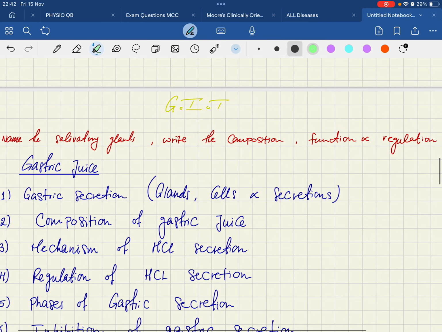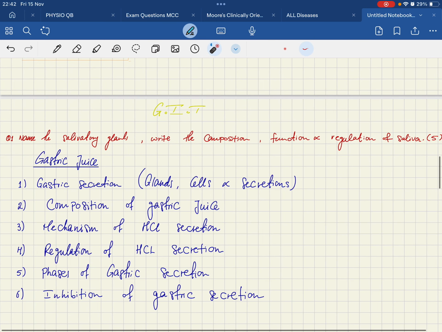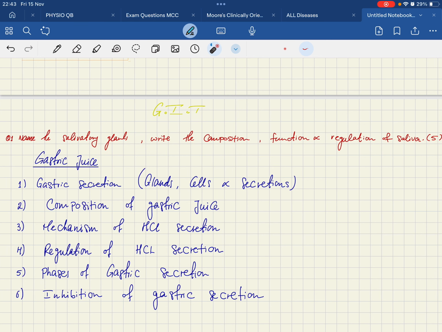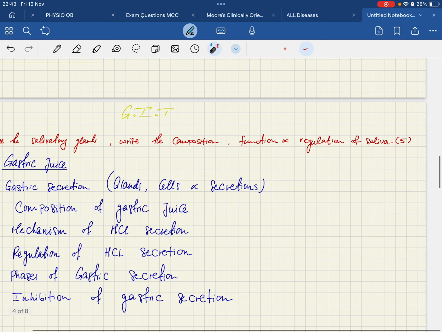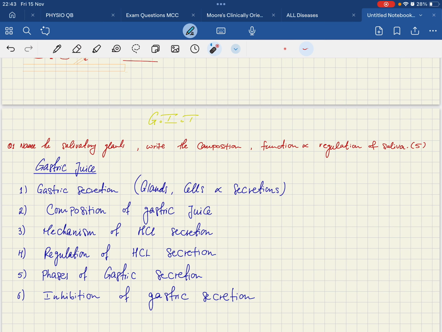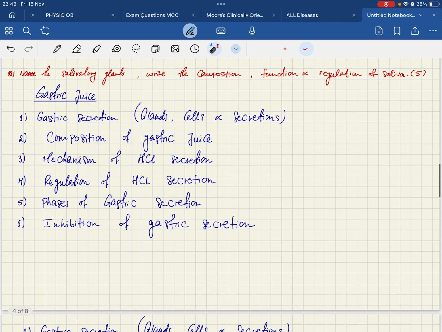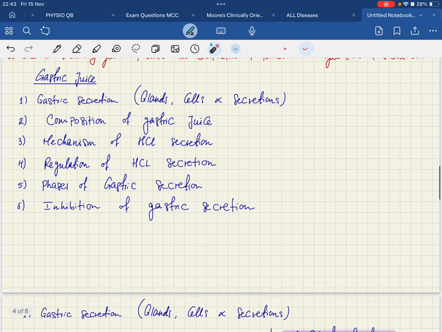Today we are starting a new chapter, which is GIT. One of the common questions that you get is the first one: name the salivary gland composition, function, and regulation of saliva. This question is quite easy. You could do the reading and then do your notes yourself, or maybe I'll upload the notes, but for today we'll concentrate on gastric juice.